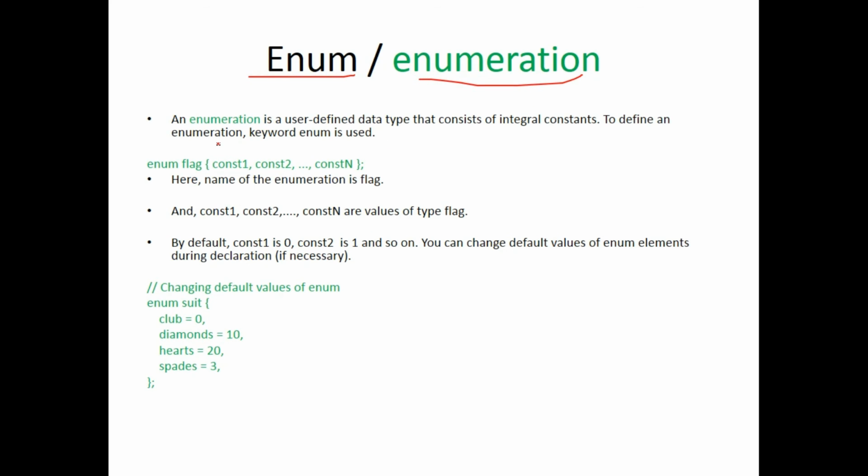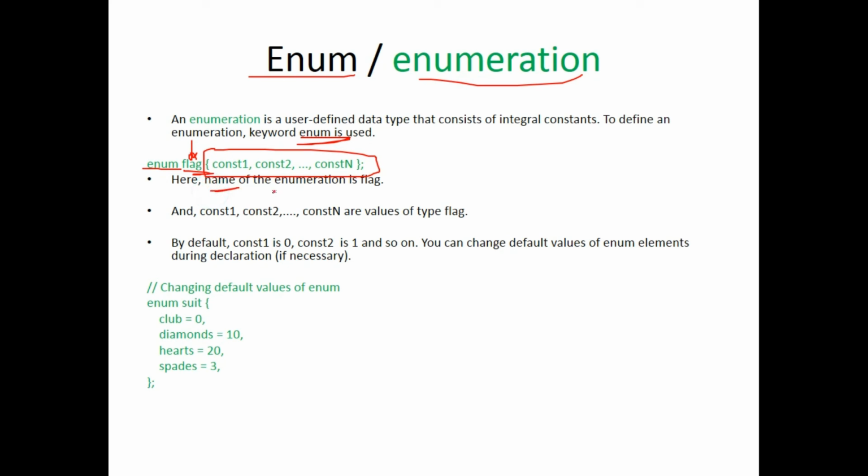Enum, or enumeration. An enumeration is a user-defined data type that consists of integral constants or integer constants. To define an enumeration, the keyword enum is used. The format is, we will write enum, then the name of the variable we want to declare as enum, that is flag, and what the different possible values for that are.